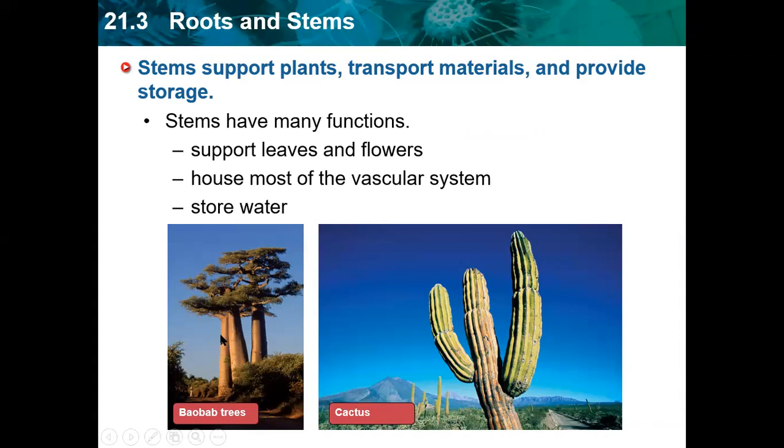So the stem is an important part because it has the connections between the root and the apical portion, and it gives huge support to that organ, which may be a leaf or a flower. The stem also has the main function of storing water.